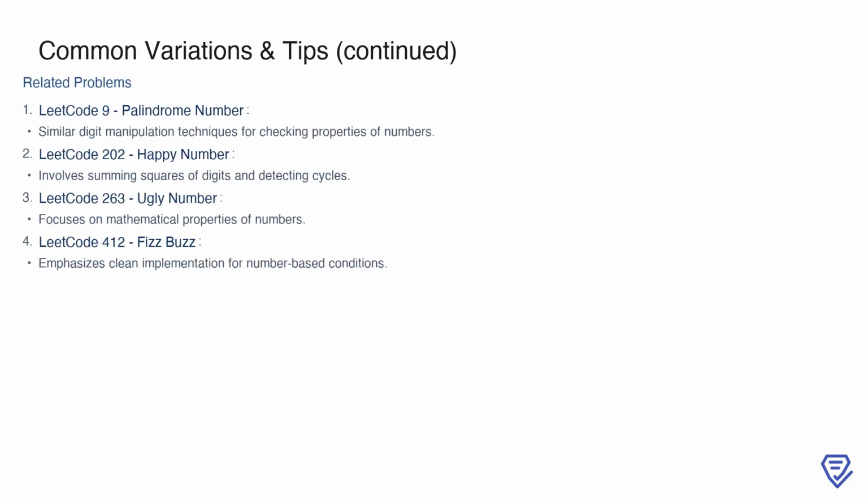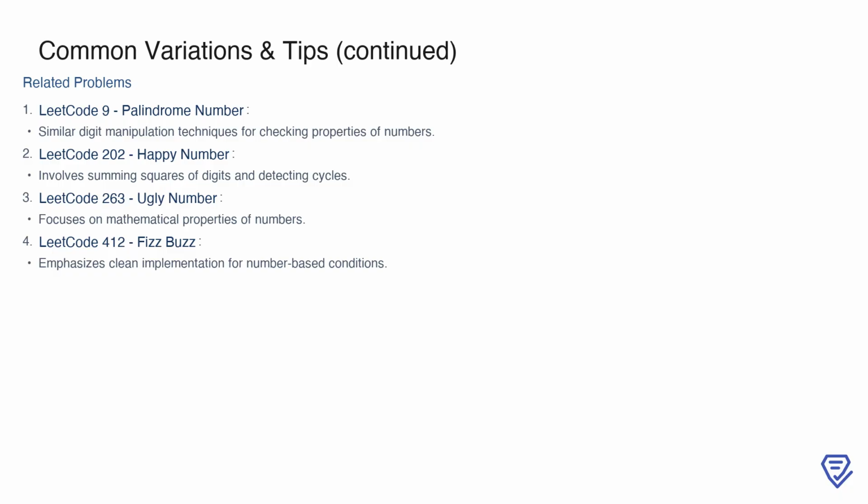Armstrong number problems share similarities with other number-based problems on platforms like LeetCode. For example, in LeetCode 9, the palindrome number problem, you use similar digit manipulation techniques to determine if a number reads the same forward and backward. In LeetCode 202, the happy number problem, you sum the squares of digits and check for cycles, which involves a similar iterative process. LeetCode 263, the ugly number problem, focuses on mathematical properties of numbers, while LeetCode 412, the fizz-buzz problem, emphasizes clean, efficient implementations for solving number-related conditions.